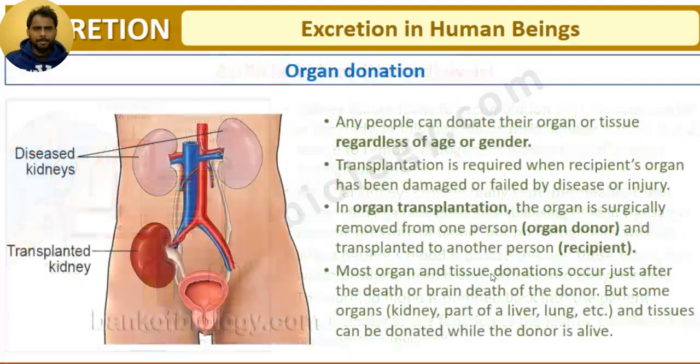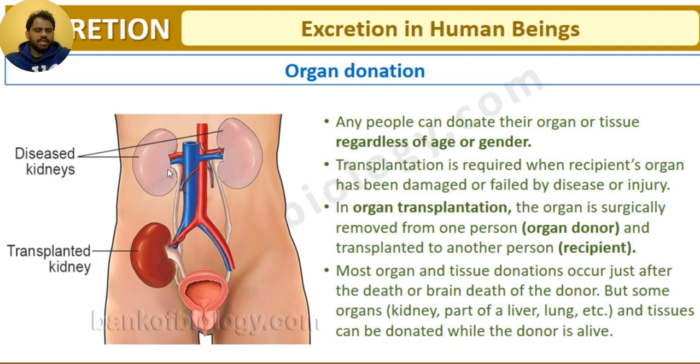Now, organ donation. What is it? This is a transplanted kidney. This is a diseased kidney. This person had some issues in his kidneys, so he has got one kidney from a donor. Many people can donate their organ or tissue regardless of age or gender. Transplantation is required when the recipient's organ has been damaged or failed by disease or injury.